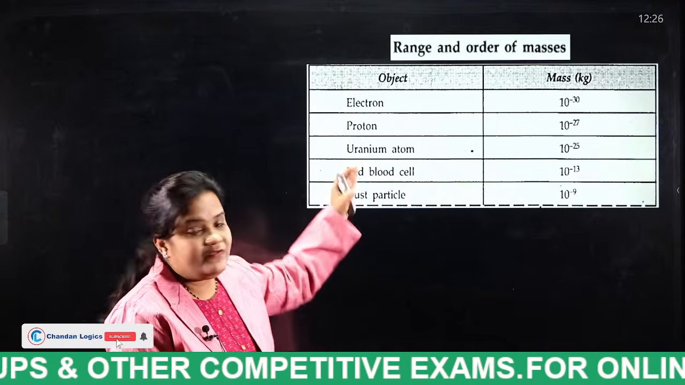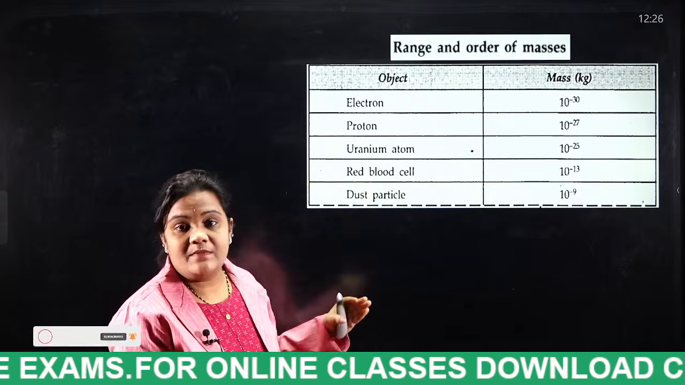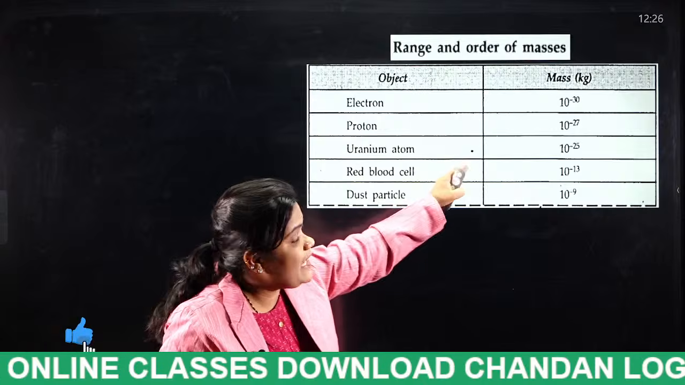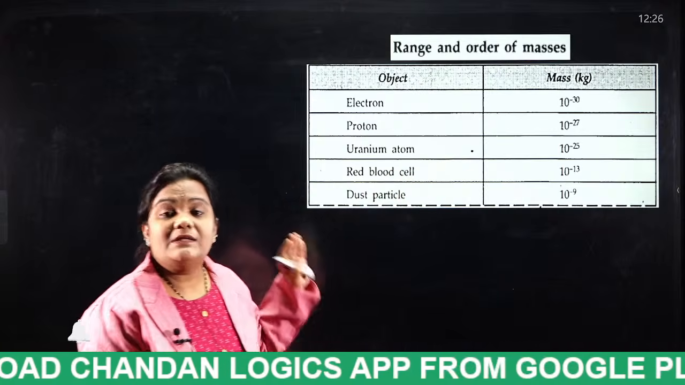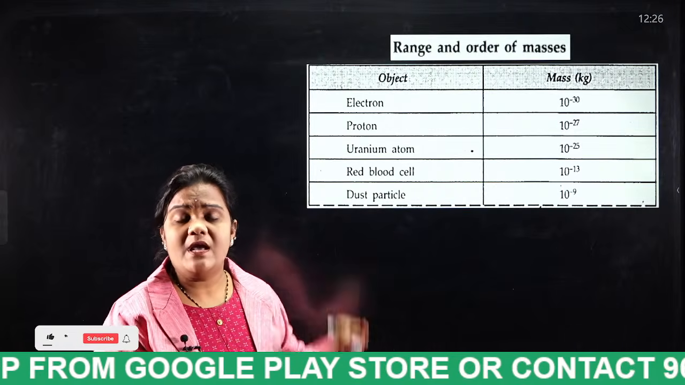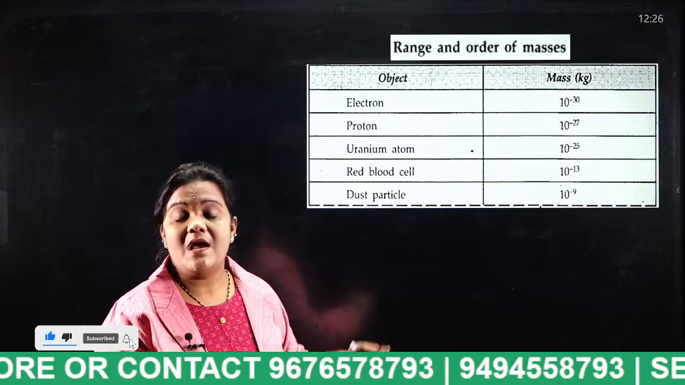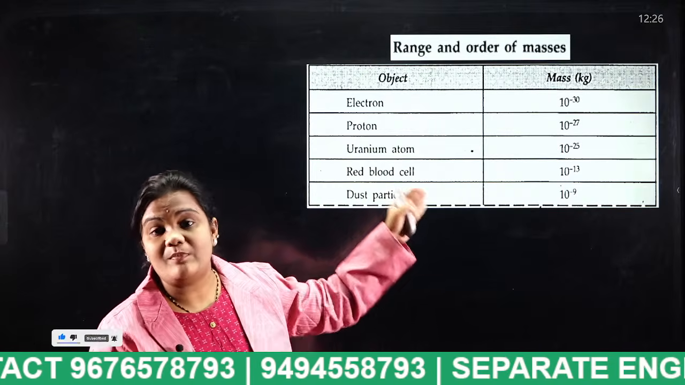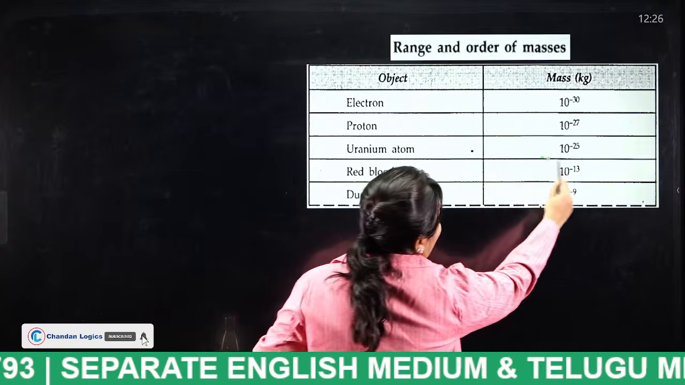The mass of the electron will be 10 power minus 30, and the mass of the proton will be 10 power minus 27. Very, very important. This all comes under the units and measurement chapter. And the mass of a uranium atom will be 10 power minus 25.